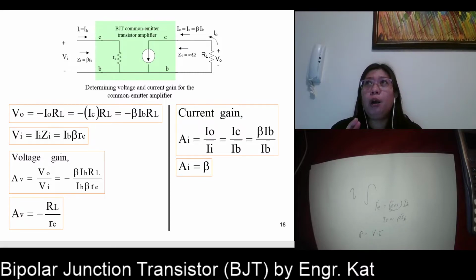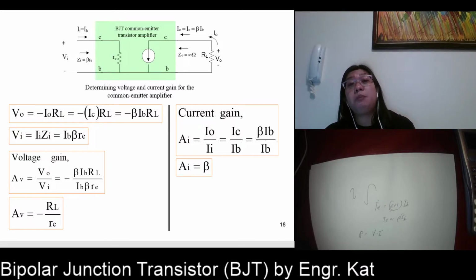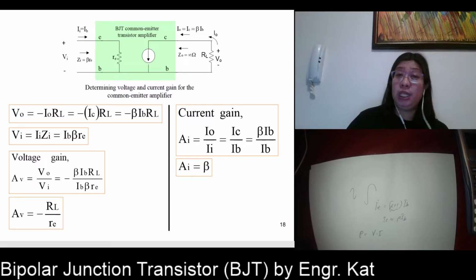So common emitter configurations are usually used as an amplifier. Why? Because it amplifies both current and voltage. So when your voltage is amplified, your current is amplified, and power is equivalent to voltage times current. So therefore, power is much, much more amplified. That's why between common base and common emitter, it is the common emitter that is used as an amplifier. So that's the explanation for that.